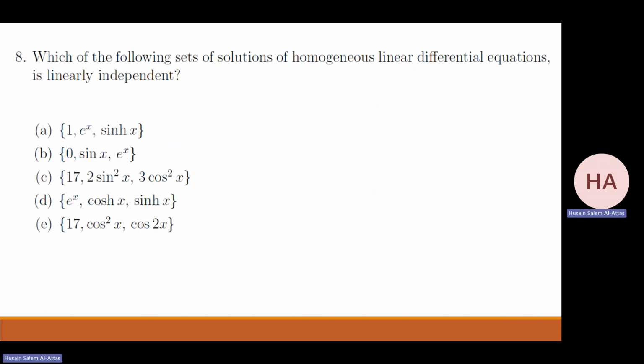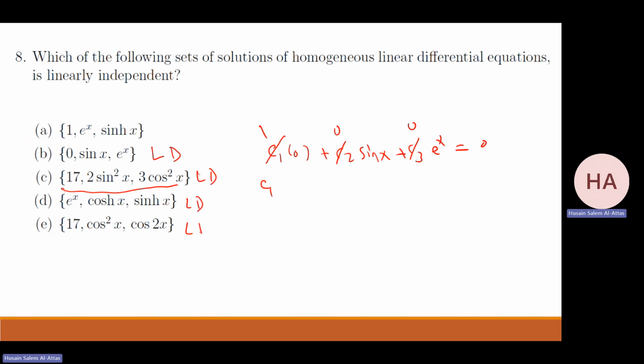Which of the following sets of solutions of a homogeneous linear differential equation is linearly independent? This one is dependent, since it has 0. So you have C1 times 0 plus C2 sine x plus C3 x equals 0. I will choose C1 to be 1, and the others 0. So I'm getting 0. This one is also dependent. This is dependent. This is dependent.